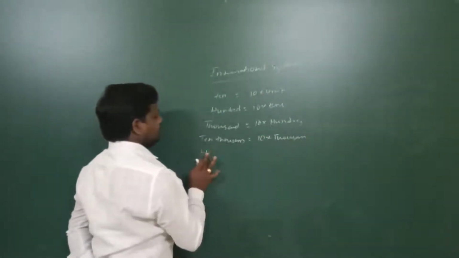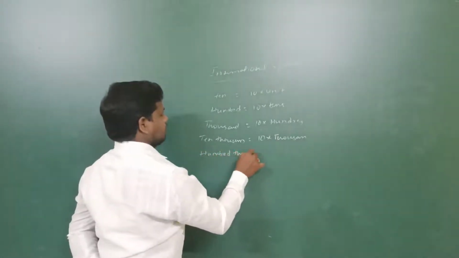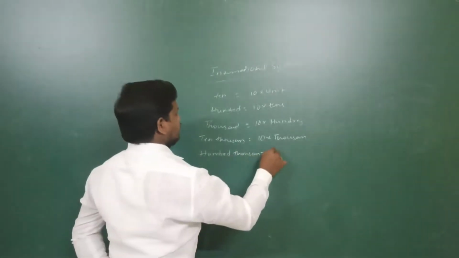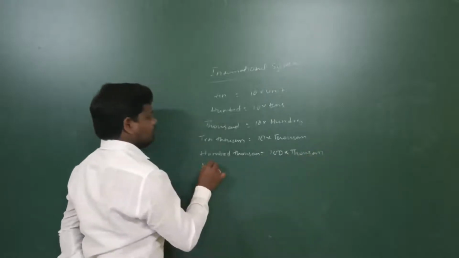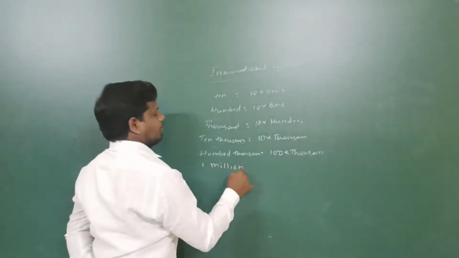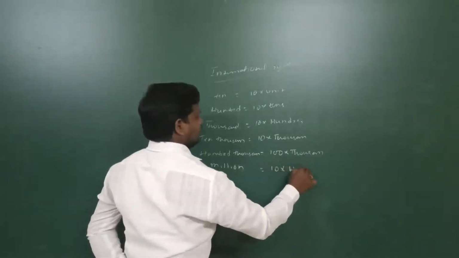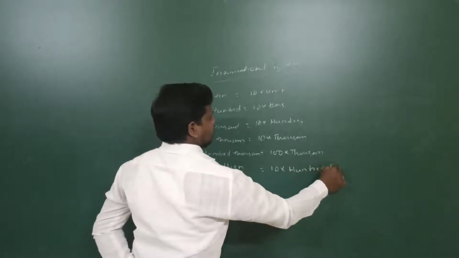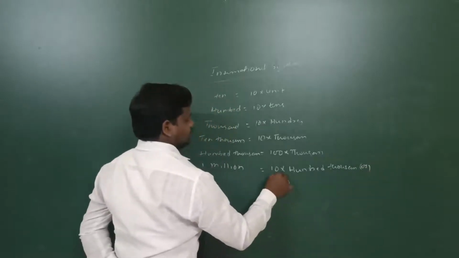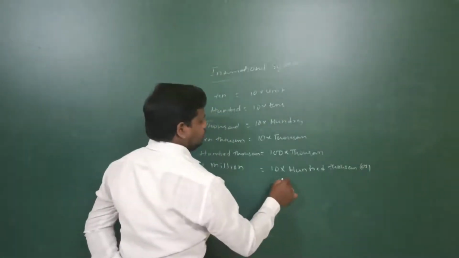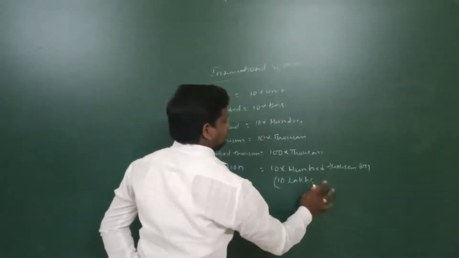Next 100 thousands. Okay, 100,000 equals 100 into thousands. Next 1 million. 1 million equals 10 into 100 thousands. So that only we generally write as 1 million equals 10 lakhs in our Indo-Arabic system.